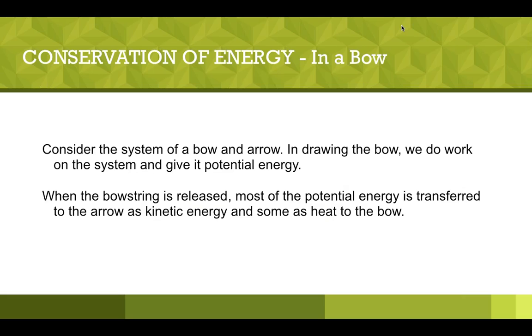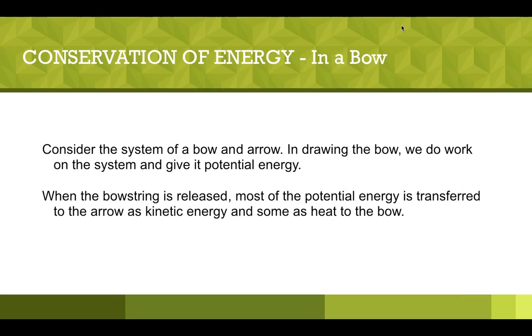So what you're doing is you're applying a force on the string of the bow, and the string of the bow is moving. So what are you doing? You're doing work. You're applying a force, and the string is moving a distance. So you have force times distance, so you're doing work. And that work that you're doing is giving the bow potential energy. It's holding that potential energy in the springiness of the arms of the bow.